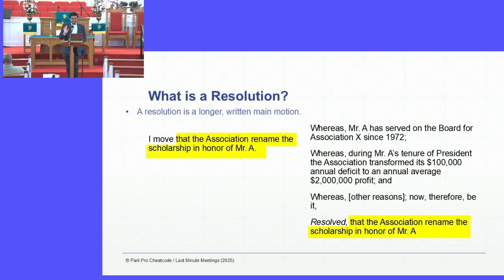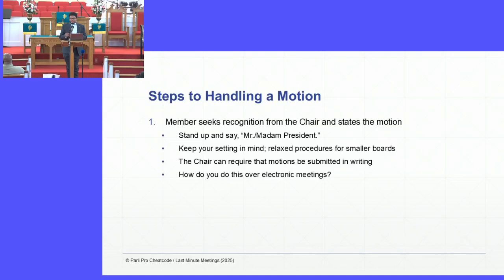Next slide. There are 6 steps to handling a motion. 6 seems like a lot, but we're going to go over each one. Step 4 is the longest one, but the first couple happen in like 30 seconds. The first step to making your motion is that someone has to make the motion.